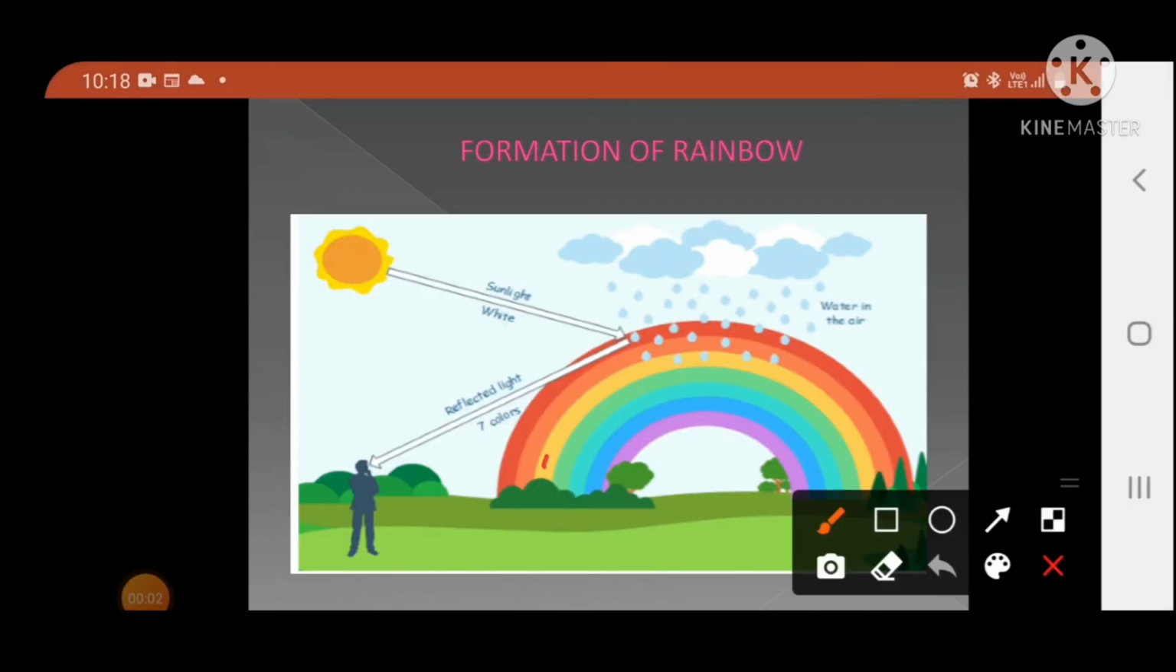Formation of a rainbow is a very beautiful example of dispersion of white light. Just after the rain, a large number of small droplets of water remain suspended in the air, and each drop acts as a small prism. When sunlight falls on these drops, it splits into 7 colors. That is Vibgyor. So a rainbow results from the dispersion of sunlight through tiny raindrops in the atmosphere.